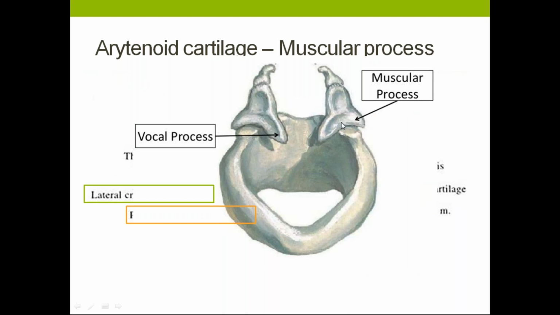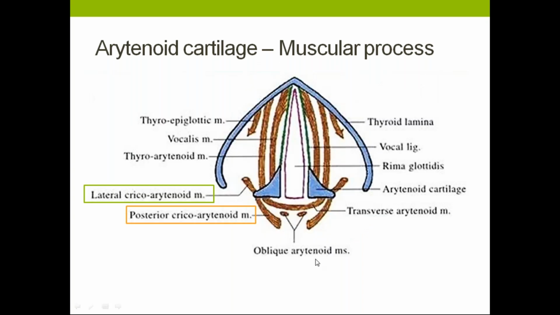Next we'll see about the muscular process. So this is the muscular process. This is the vocal process. The vocal process, as I already said, gives attachment to the vocal ligament, vocalis muscle, and thyroarytenoid muscle. If you see the muscular process, this is a schematic diagram you can use for the attachment of muscles. This process is the vocal process here. This is the muscular process. The muscular process gives attachment to two muscles: the lateral cricoarytenoid muscle and the posterior cricoarytenoid muscle. So I think now you're clear about the arytenoid cartilage.